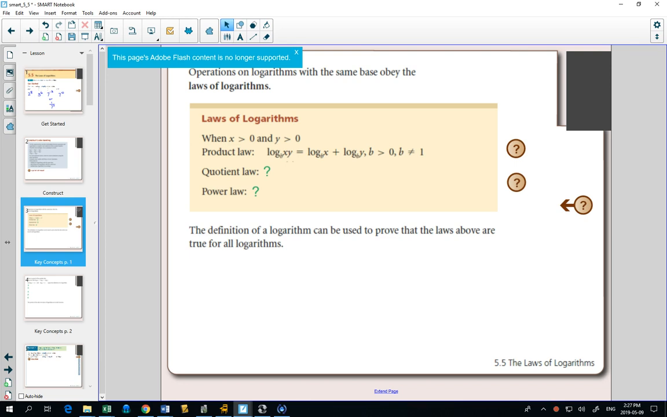Quotient law, same thing. When you're dividing inside of a logarithm, that's the same as subtracting those same logs with the same base.